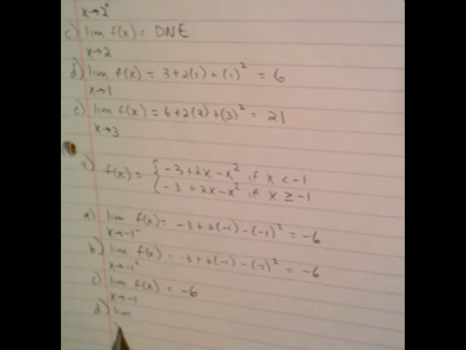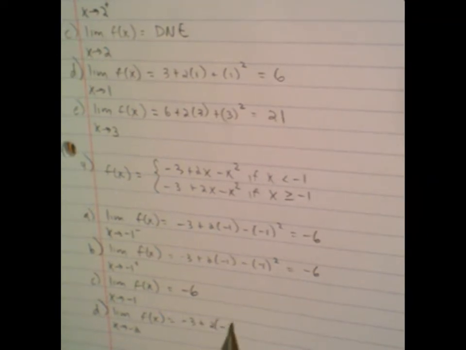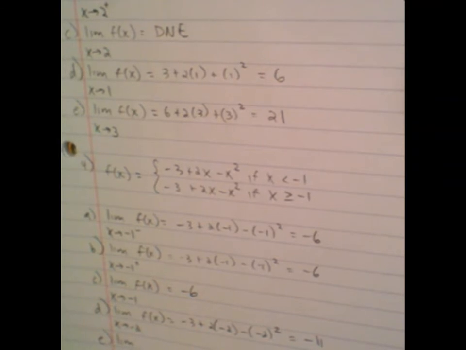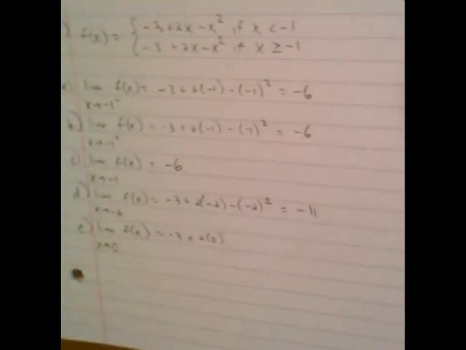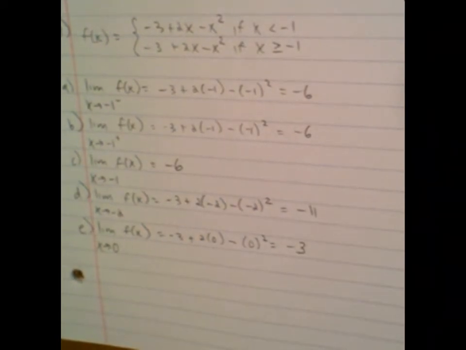D, the limit as x approaches negative 2 of f of x is equal to, so negative 2 is less than negative 1: negative 3 plus 2 times negative 2 minus negative 2 squared is equal to negative 11. And E, the limit as x approaches 0 of f of x. 0 is greater than or equal to negative 1, so it'll be negative 3 plus 2 times 0 minus 0 squared, which is equal to negative 3. So that was number 4.